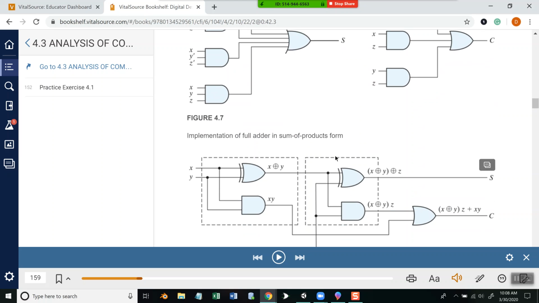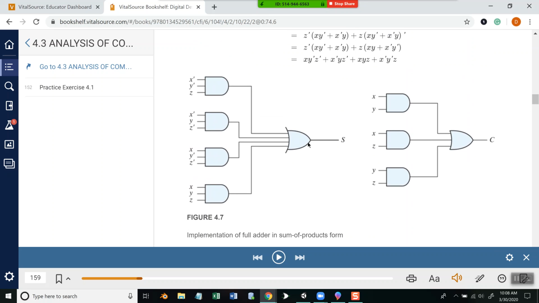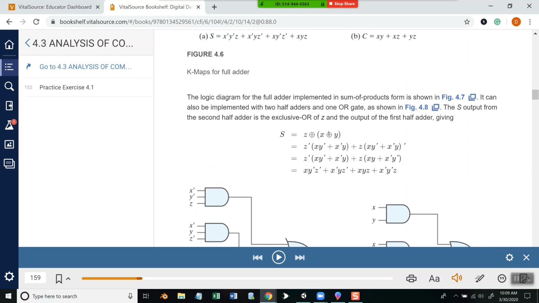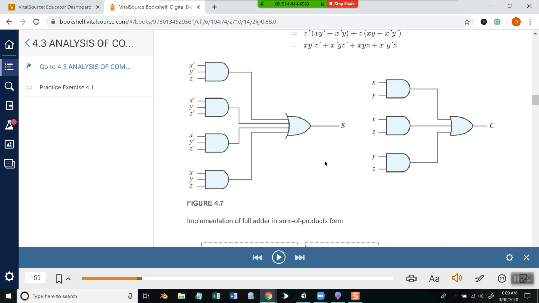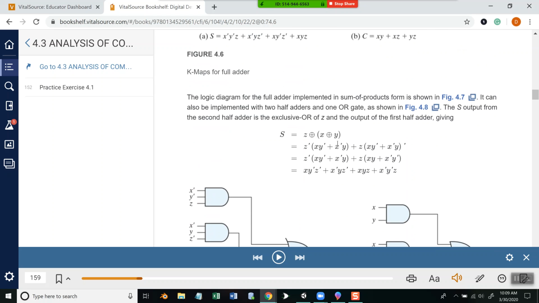Okay, so to implement it with this form right up here, our exclusive OR gates, XOR. X and Y are coming into our XOR gate. It gives us X XOR Y. That comes in input here, which comes in from Z. And that's because the S is equal to that right there.